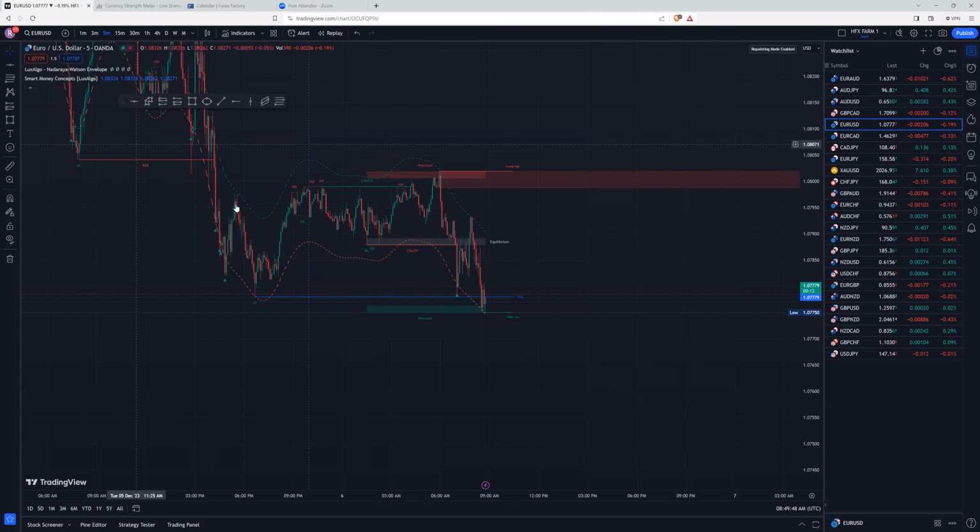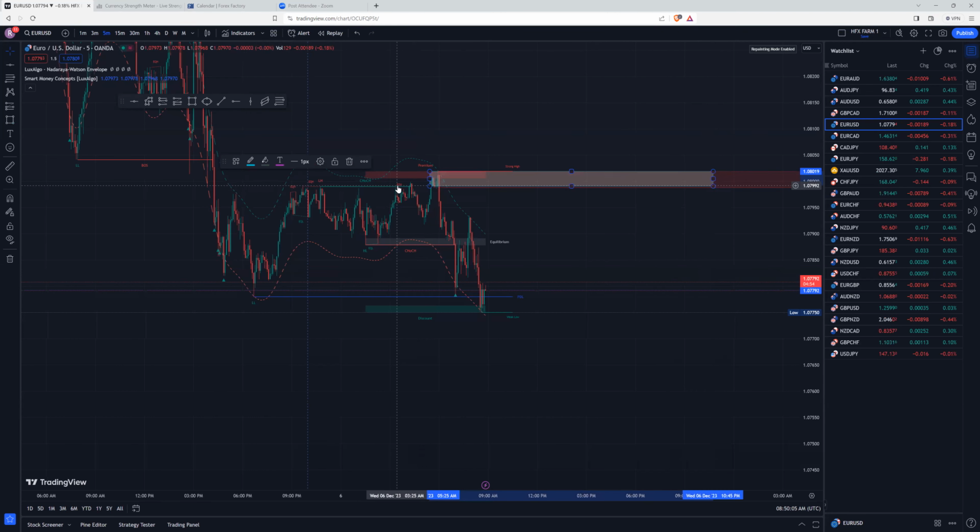This is our swing area. Here's the swing, tested several times, but still did not identify it as a swing. But that's where we should be waiting for the trade.